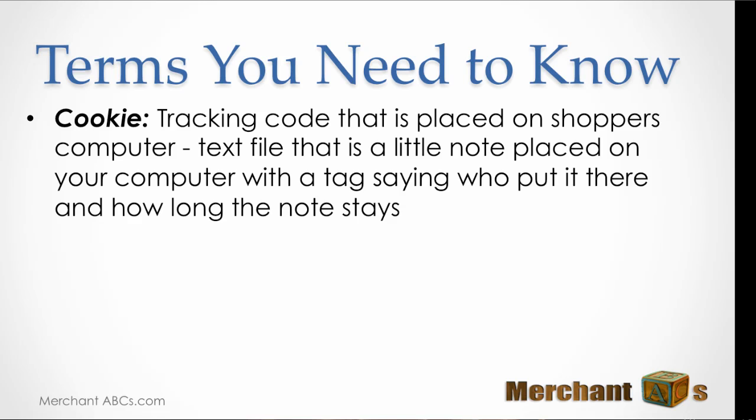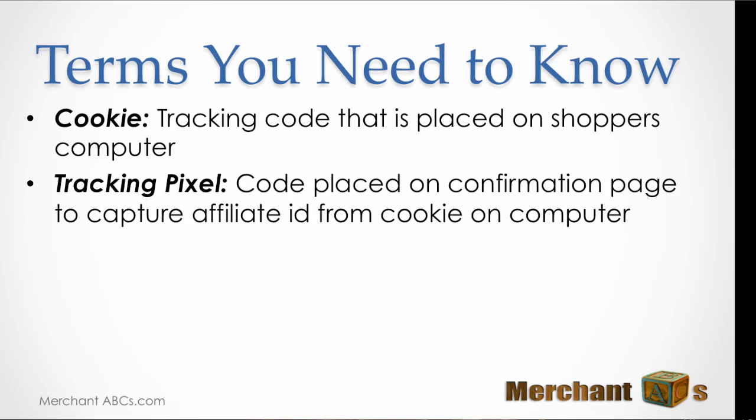Now, part of the tracking is a cookie. A cookie is the tracking code that's placed on the shopper's computer. It's a text file that's like a little note placed on their computer with a tag saying who put it there and how long it stays. The tracking pixel is the code that the merchant places on their confirmation page that will capture the affiliate ID from the cookie that is on the shopper's computer.